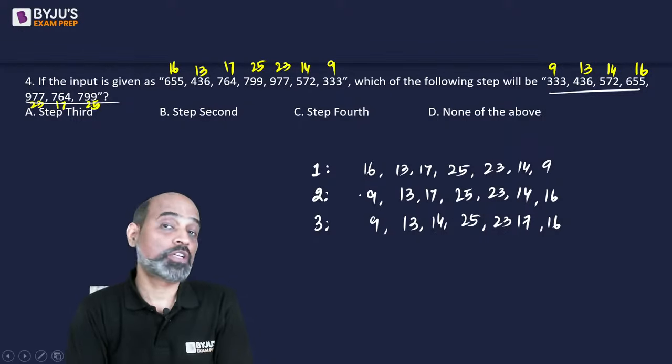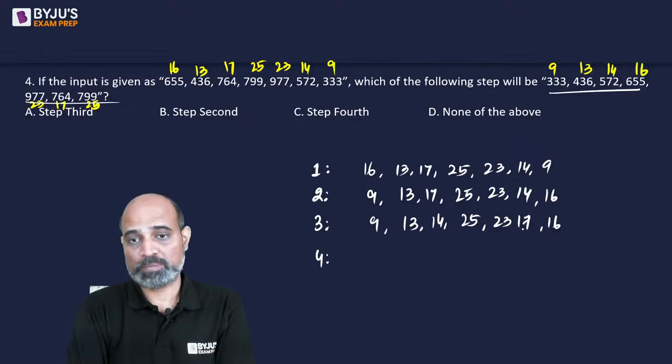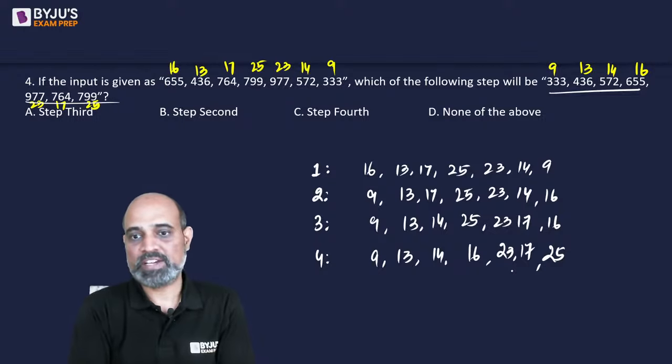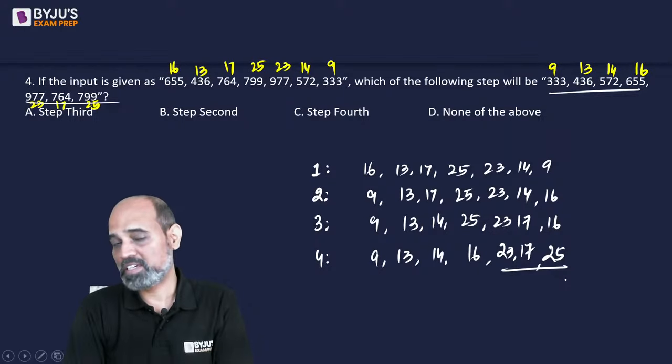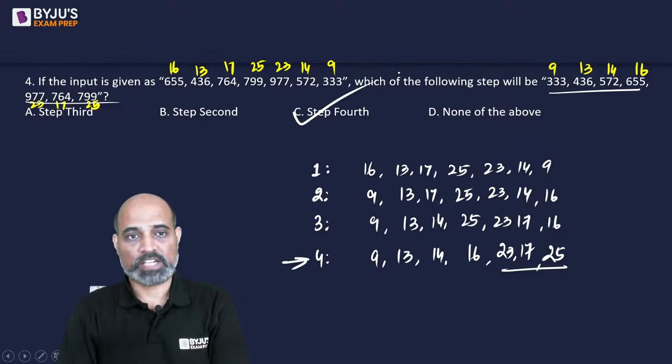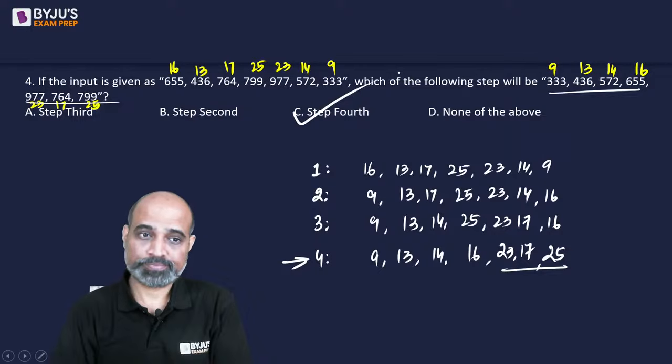Now 16 should come in. So in the fourth step, 16 comes in. So the first 3 remain as such. 16 comes in and gets swapped with 25, and we will have 23 and 17. So 23, 17, and 25 is what we have at the end, the last 3 numbers. So can we say we will get this in the fourth step, if you start from that input?